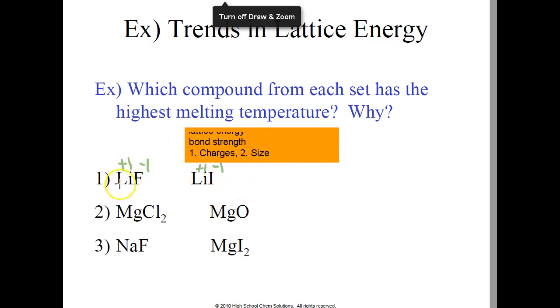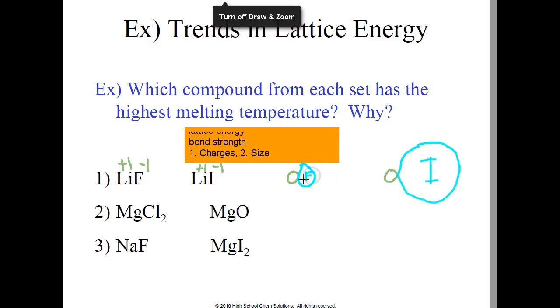Well, we know lithium is the same size as lithium. So we're thinking about these two compounds. We've got two lithiums. And then we've got fluorine. I'll do that in the blue. So here's fluorine. And then we've got iodide. Well, how does iodide size compare to fluorine size? Remember, when we go down, the atoms get larger. So iodine's going to be much bigger than fluorine.